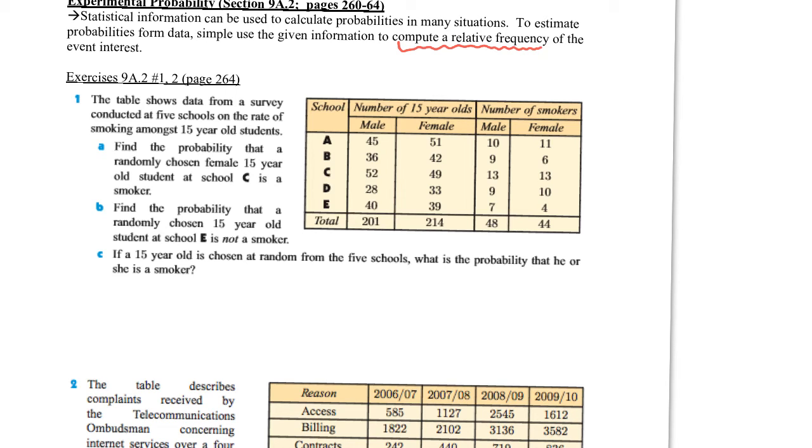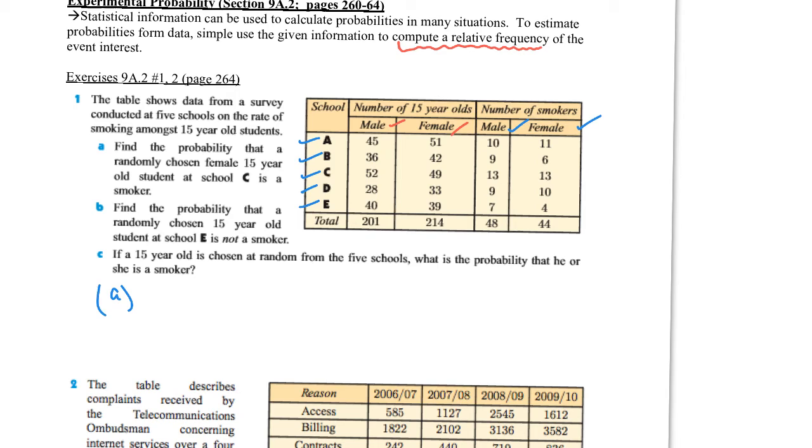All right, so in section 9A, we have a table showing a survey conducted at schools on the rate of smoking amongst 15-year-old students. Notice we have to be a little bit careful that we've got columns of 15-year-olds, male versus female, and then over here we have number of smokers, male versus female. And we have that for 5 different schools.